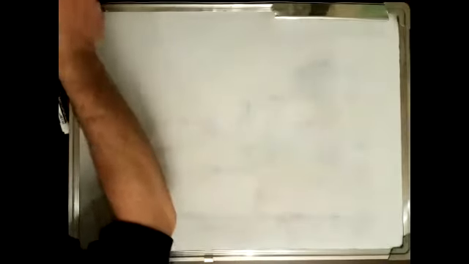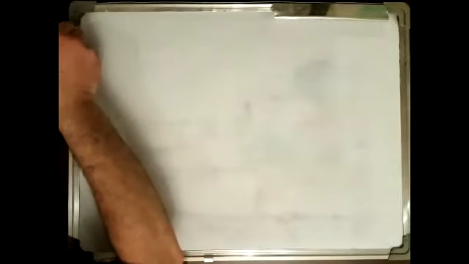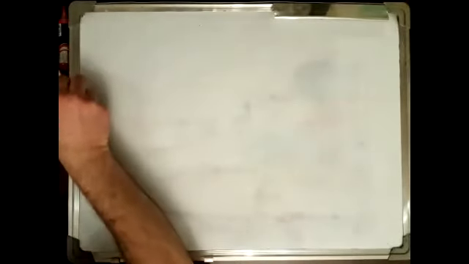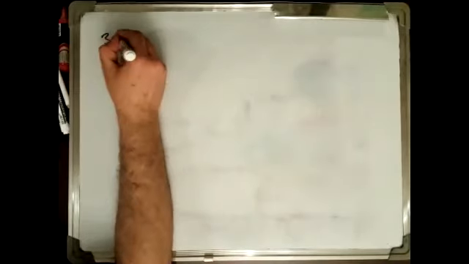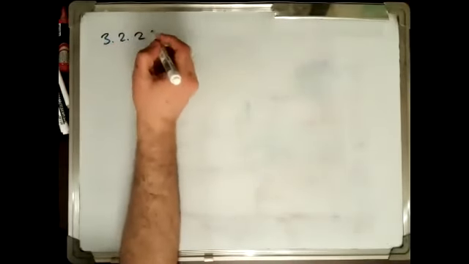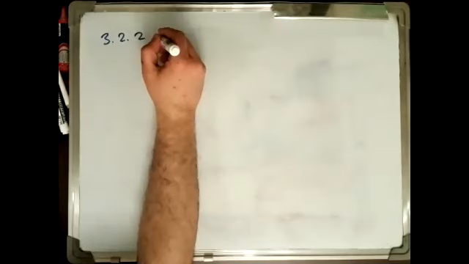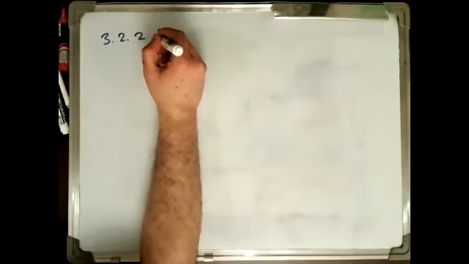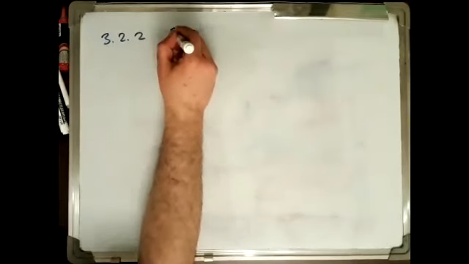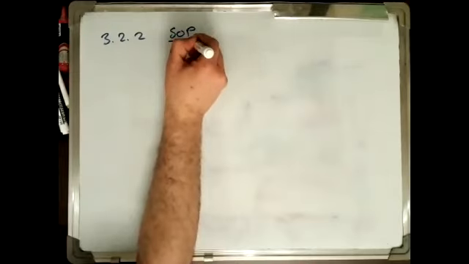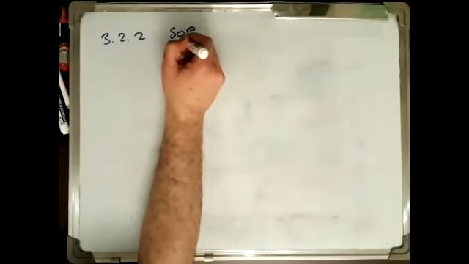Let's continue from where we stopped last time. Last time we started section, according to my notes, section 3.2.2, right? 3.2.2, which was about using the KMap to simplify logic functions or logic expressions as a sum of product expression. And this was very simple.